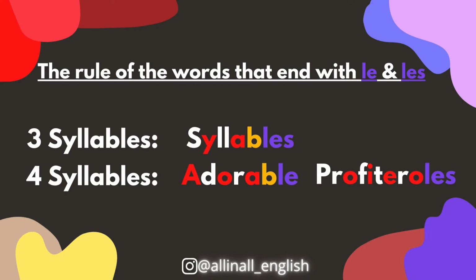Let's see in this example. We have a B, which is a consonant. So we will count the E. So this word has 3 syllables. Another example for words that have 4 syllables, like the word adorable.